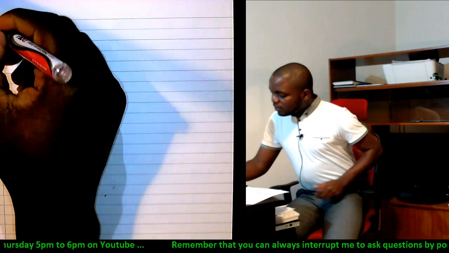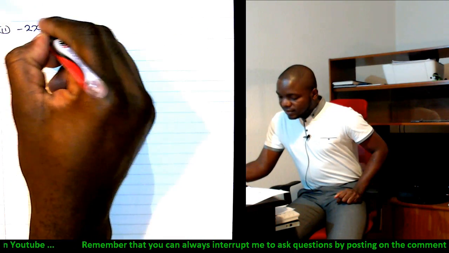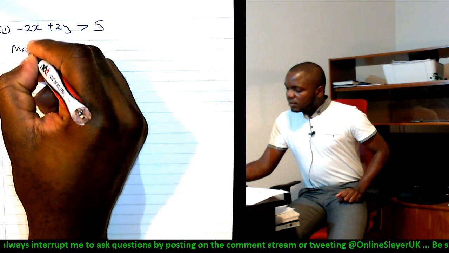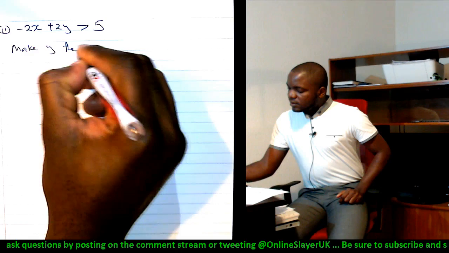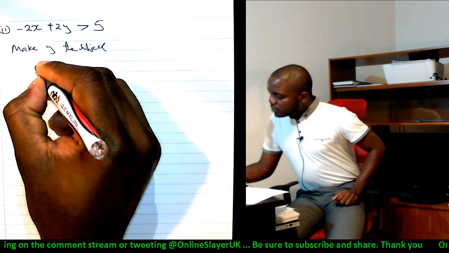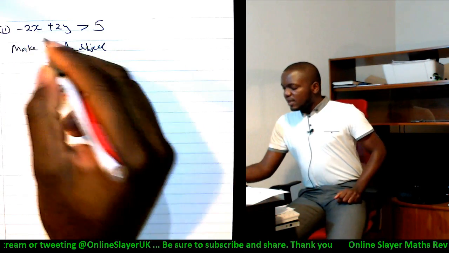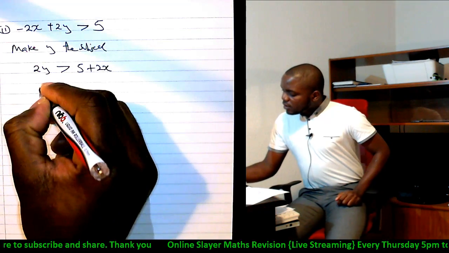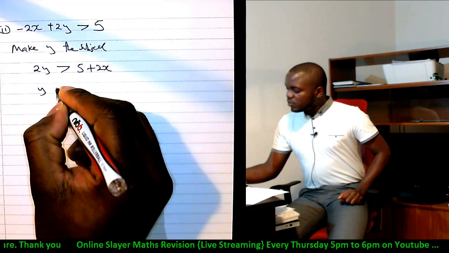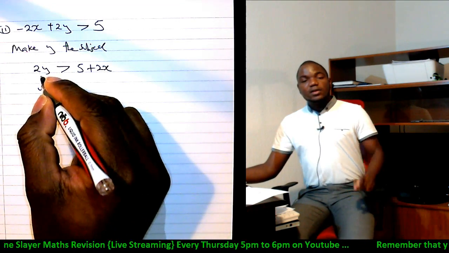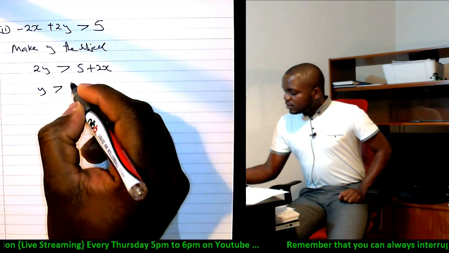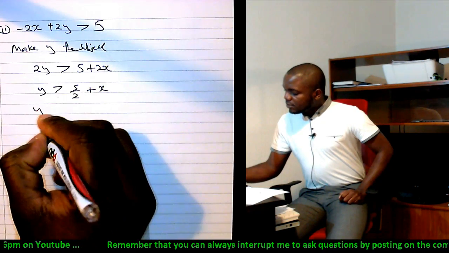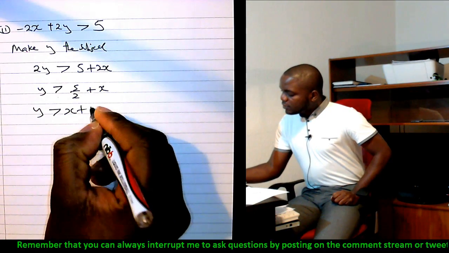So the second problem, that was minus 2x plus 2y is greater than 5. Now make y the subject. You add 2x to both sides, so it becomes 2y is greater than 5 plus 2x. So divide both sides by 2, it becomes y is greater. Don't forget, 2 is a positive value, so the sign does not change. So y is greater than 5 over 2 plus x. So I'm just going to rewrite that to be y is greater than x plus 5 over 2.